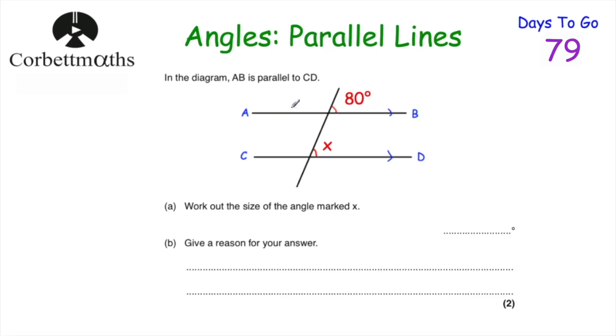So as you can see here, we've got two parallel lines, and we have got some angles that are the same as each other. X is the top right here, and 80 degrees is the top right. So that means they're corresponding angles. That means they're equal to each other. So that means that X is equal to 80 degrees. And give a reason for your answer. Well, they are corresponding. And that's it. So I've just written down that X is corresponding to the 80 degrees. They're corresponding angles.